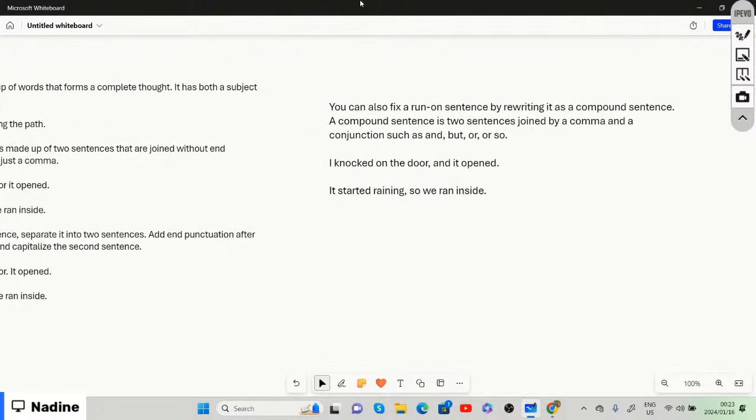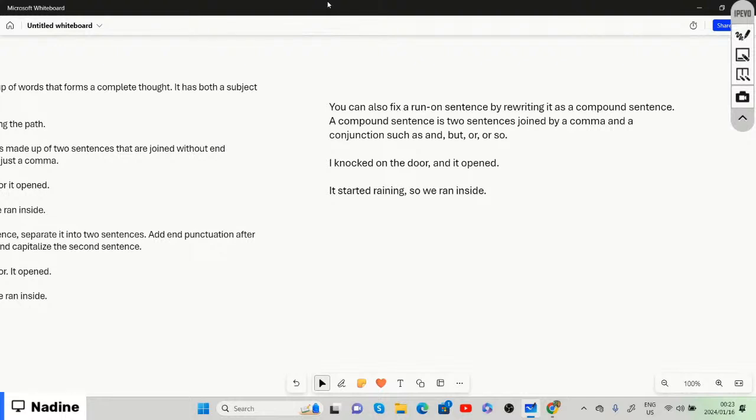And one more way, right? A last way in which you can also fix a run-on sentence. Because remember, we said a run-on sentence is basically two sentences that either has no endpoint or is just separated by a comma or joined by a comma. But if you also want to fix a run-on sentence, then you can rewrite it as a compound sentence.